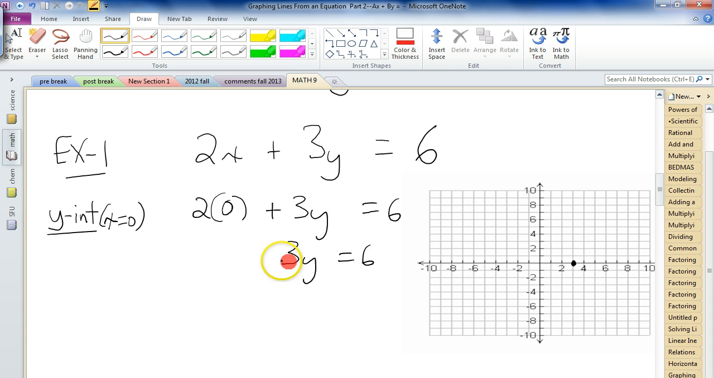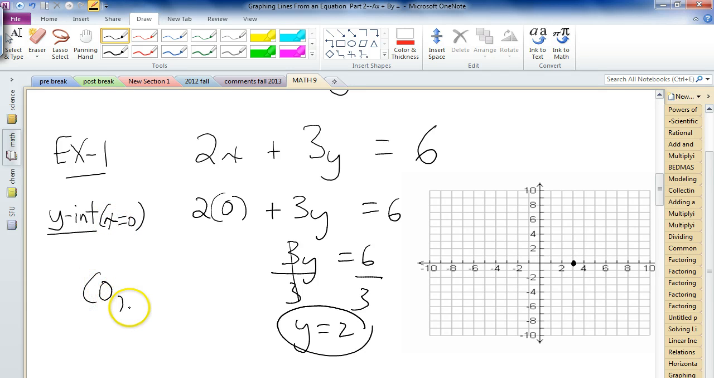Now it's just algebra. 3 times y. Get rid of the 3 by dividing by 3. Same to the other side. Y is cancelled out. Y is equal to 2. So there's our second point we just figured out. When x is equal to 0, y is equal to 2. That's our y-intercept. So 0, 2.